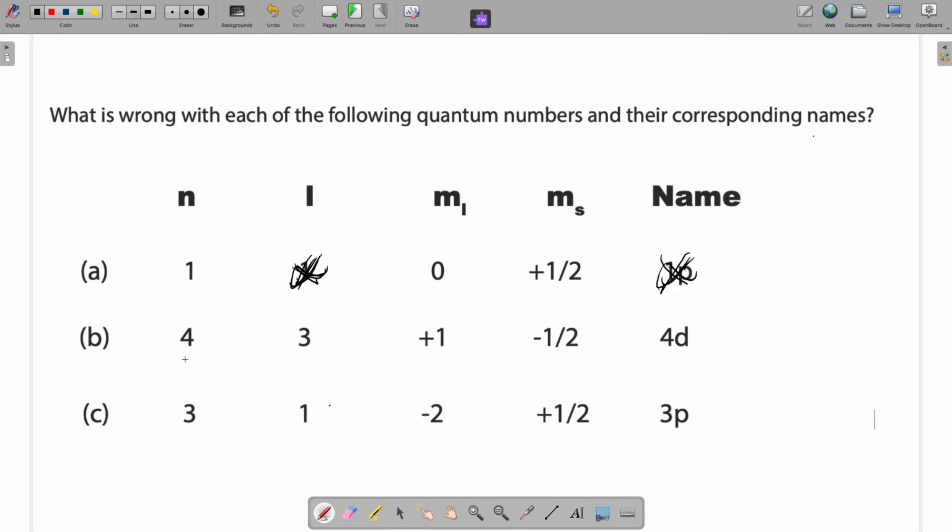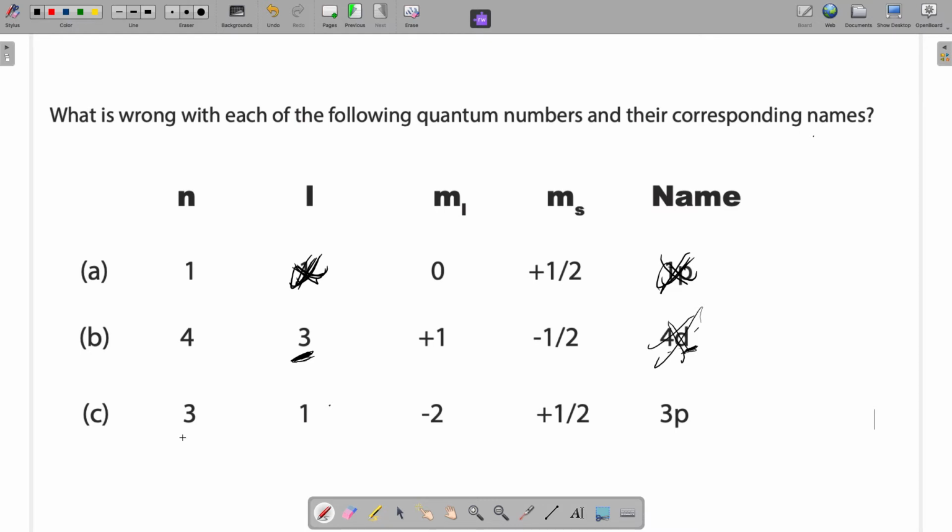In B, we have n equals 4, and we have l equals 3, so that makes sense. When l equals 3, in terms of the names of the orbitals, that's an f orbital. +1, yes. -½, that's fine. And 4 here means the principal quantum number, which is 4, that's fine. But the d here doesn't correspond to the name for l equals 3, because when l equals 3, that's an f orbital, but here we have a d. So the name doesn't make sense. So 4d is not right.